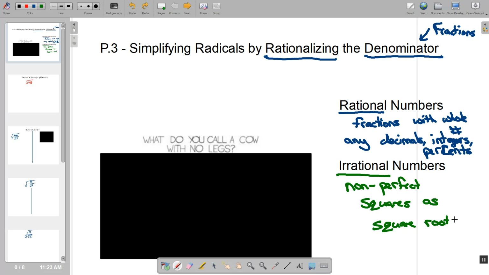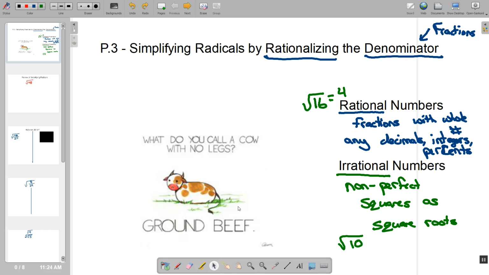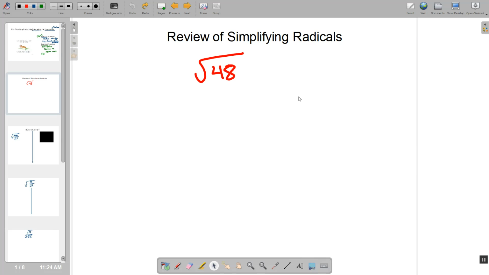Irrational numbers are decimals that never end or repeat. That would be something like the root of 10. If we actually wrote that as a decimal, it would never end or repeat. For contrast, the square root of 16 is equal to 4. Therefore, the decimal does end. Therefore, it is a rational number.